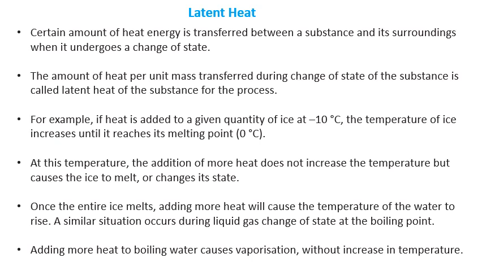For example, if heat is added to a given quantity of ice at minus 10 degrees Celsius, the temperature of ice increases until it reaches its melting point, that is 0 degrees Celsius. And at this temperature, the addition of more heat doesn't increase the temperature, but causes the ice to melt or changes its state. And once the entire ice melts, adding more heat will cause the temperature of water to rise.